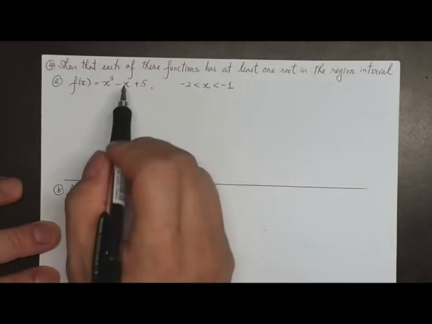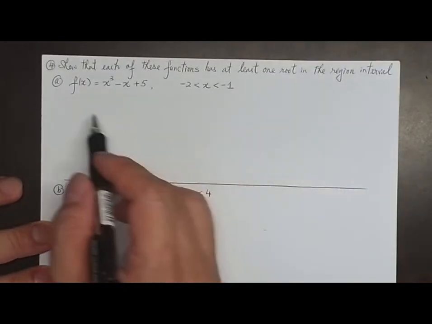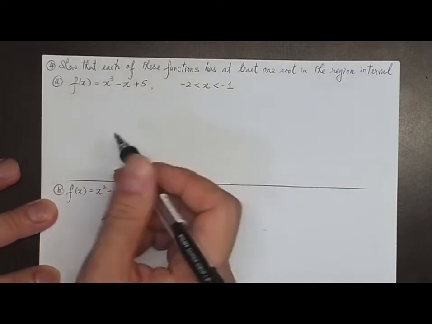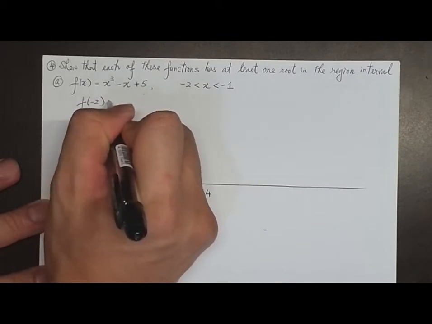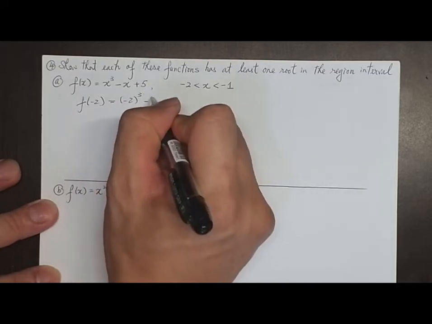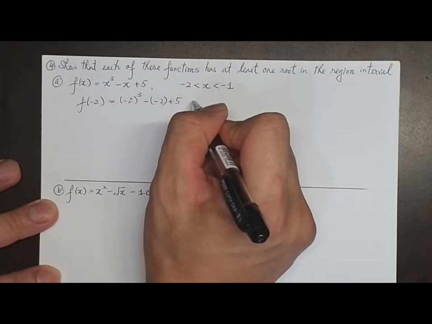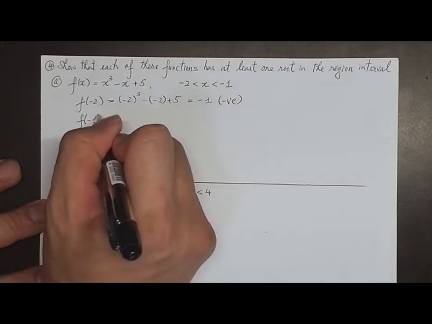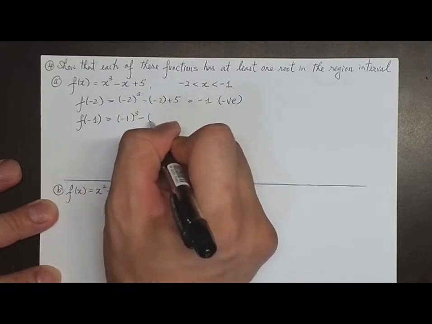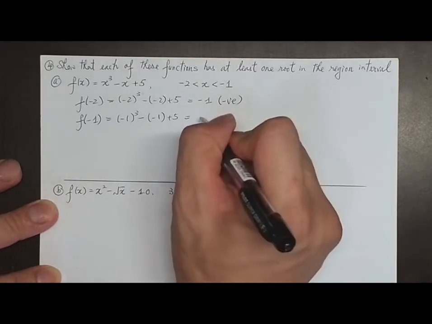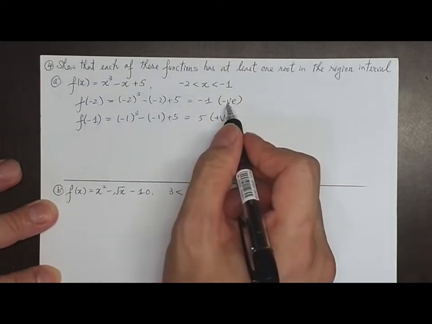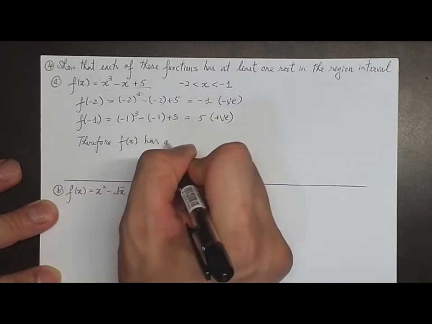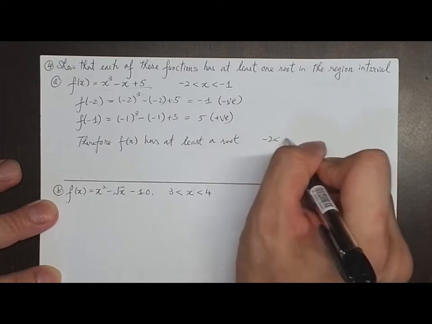Question number 4. Show that each of these functions has at least one root in the interval from minus 2 to 1. The function is x cubed minus x plus 5. So we substitute f(minus 2). We have minus 2 cubed minus minus 2 plus 5, and this is equal to minus 1. So this is a negative value. And if we substitute f(minus 1), we get minus 1 cubed minus minus 1 plus 5. And we have 5, so it's positive. We got one negative and one positive, and this function is continuous. Therefore, f(x) has at least a root between minus 2 and minus 1.